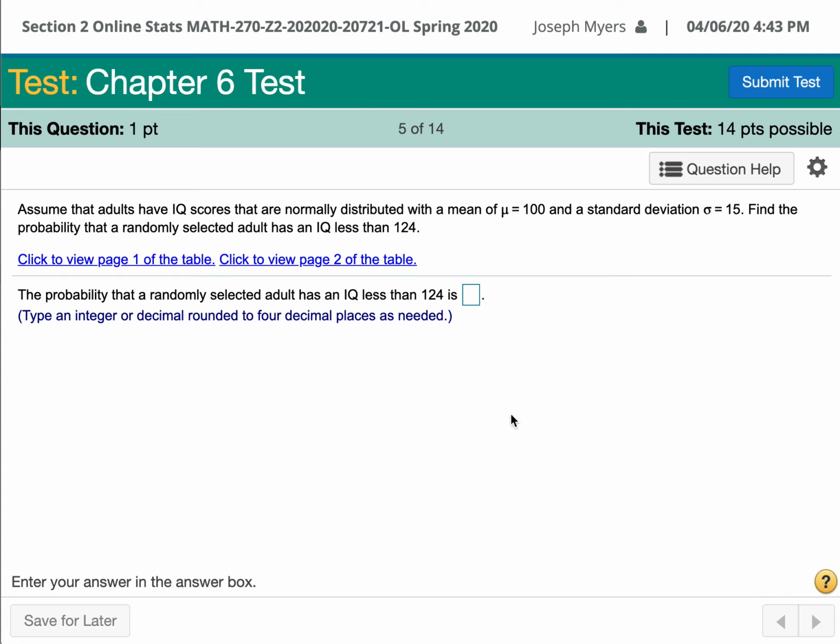Okay, now this problem says assume that adults have IQ scores that are normally distributed with a mean of 100 and a standard deviation of 15. Find the probability that a randomly selected adult has an IQ less than 124.